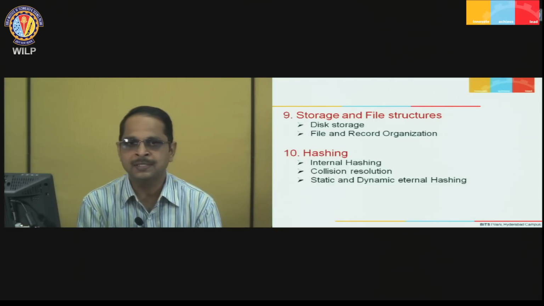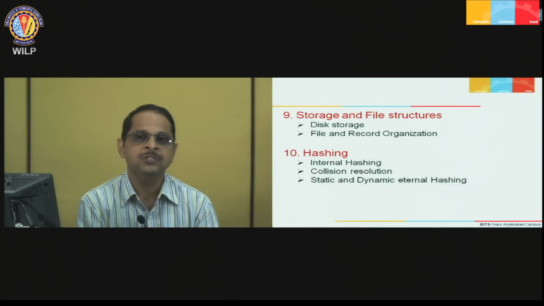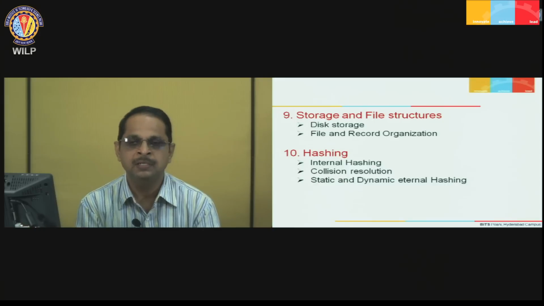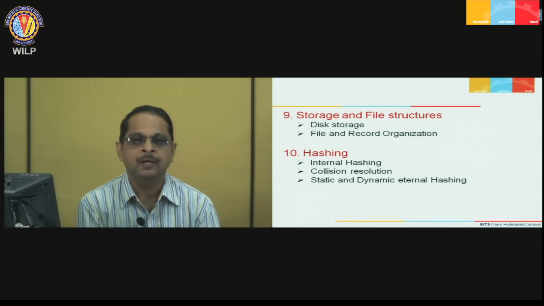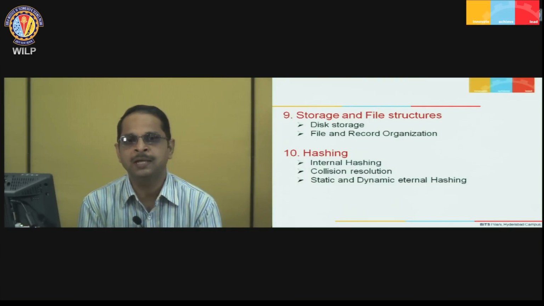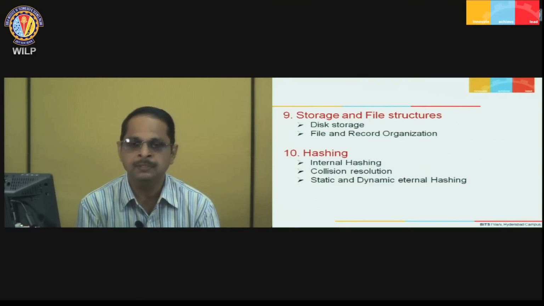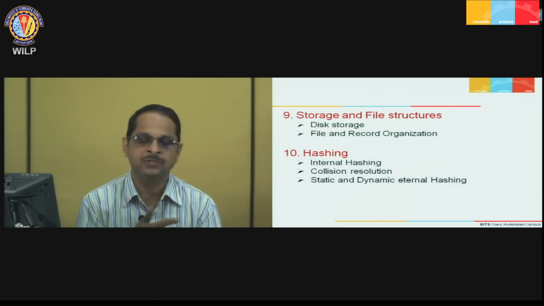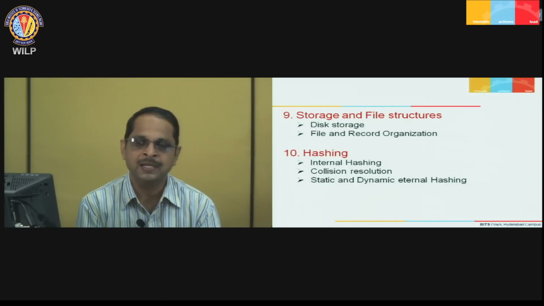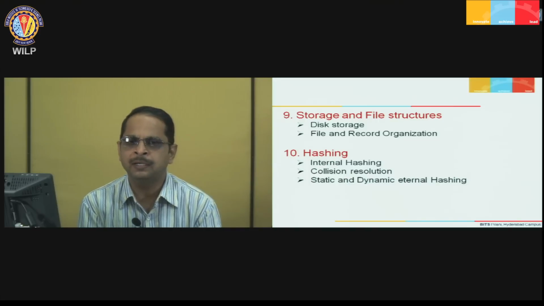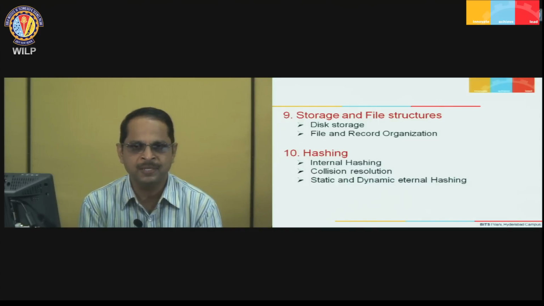Then we started discussing hashing, which is a very important technique for fast retrieval of records from the database. We have seen internal hashing, and we discussed an important phenomenon, that is collision, and how to resolve such a situation. When more than one record is hashed onto the same location, it is called a collision, and we looked at various mechanisms or approaches to resolve collisions. One important collision resolution mechanism is chaining.